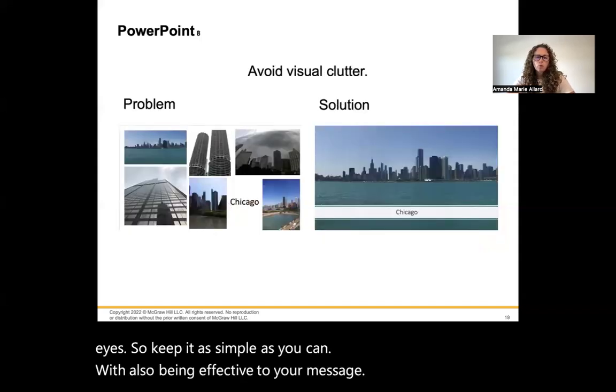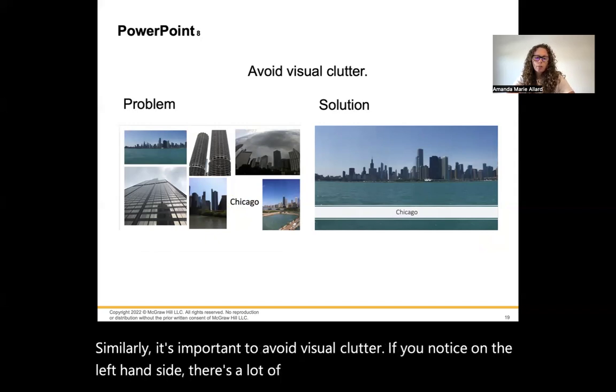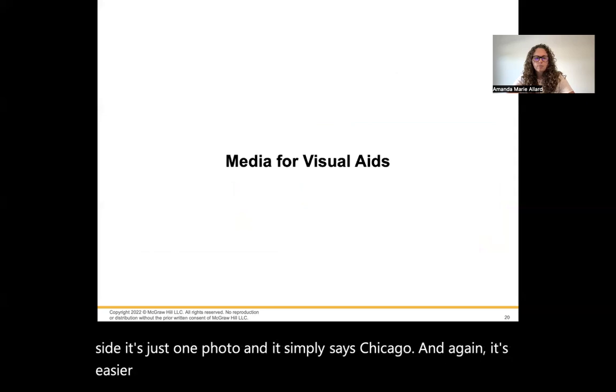Similarly, it's important to avoid visual clutter. If you notice on the left-hand side, there's a lot of photos, whereas on the right-hand side, it's just one photo and it simply says Chicago. And again, it's easier on the eyes.